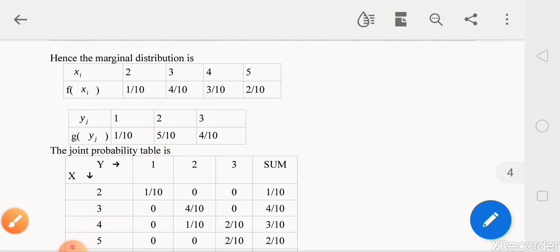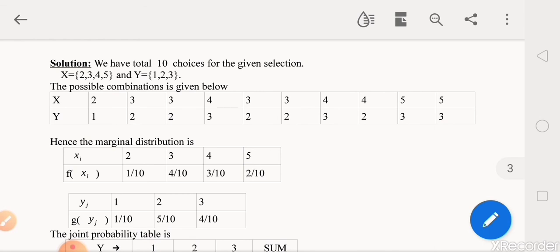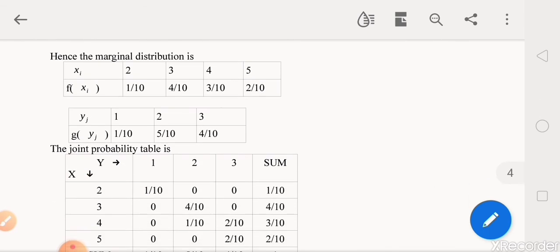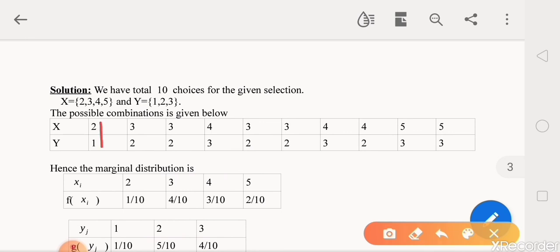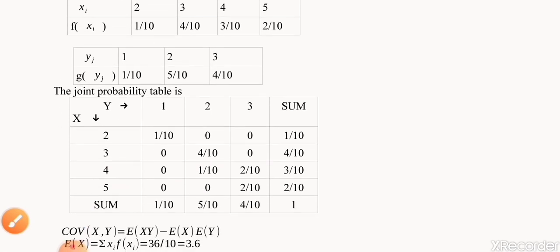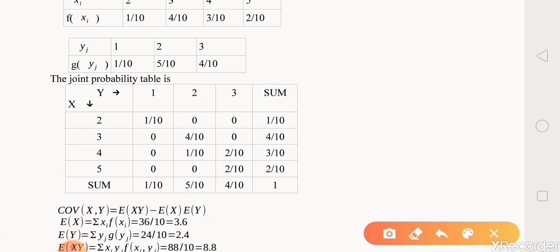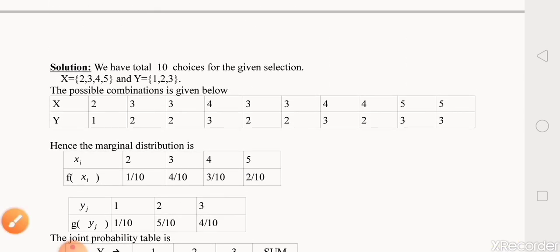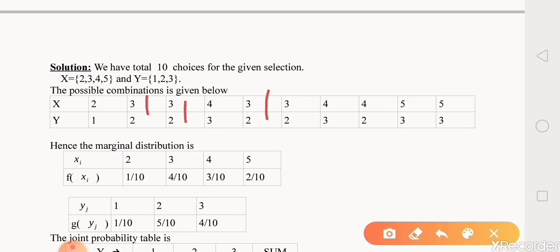Now x equal to 2, y equal to 2. We don't have the possibility x equal to 2 and y equal to 2. So probability is 0. X equal to 2, y equal to 3. We don't have that possibility, so again the probability is 0. Now consider x equal to 3, y 1, 2, 3. Look at the table. X equal to 3. Here we have the values. And y equal to 1, there is no possibility. So x equal to 3, y equal to 1 is 0.